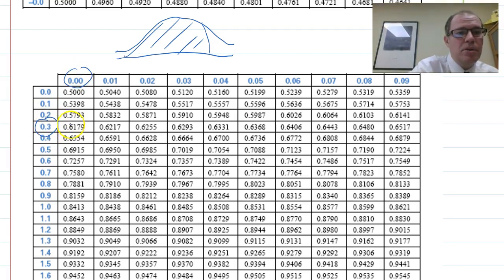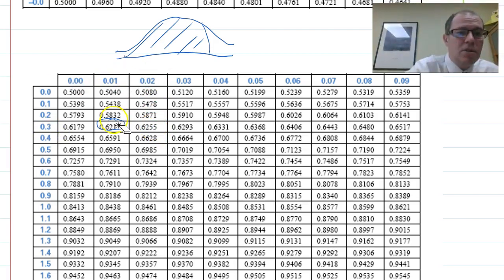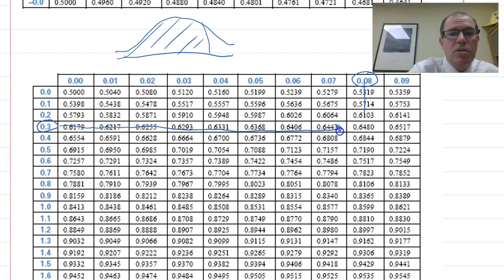So for example, left of 0.30 would have an area of 0.6179. Left of 0.31 would have an area of 0.6217. Left of 0.32 would have an area of 0.6255. But of course we're looking for 0.38. So we've got 0.3, that's the row we want, and add the 0.08. So go down the column and across the row until you get the z-score you need.